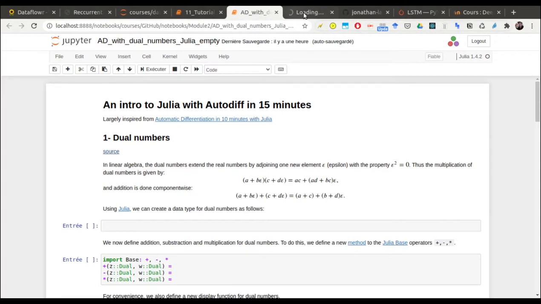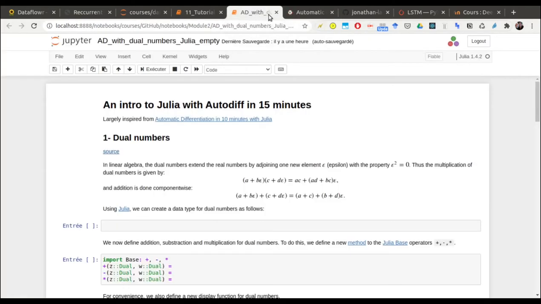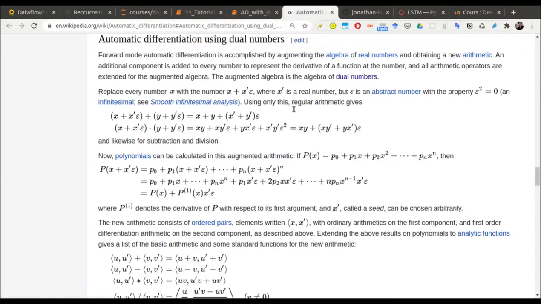So here is the Wikipedia web page on what is called dual numbers, and you will see that you can use this to do automatic differentiation. Okay, it's taking ages. So this is a new algebra, which is very simple. It's a bit similar to the complex numbers, if you want.